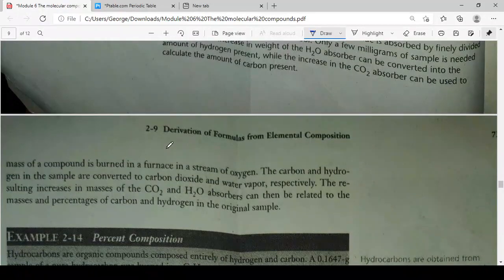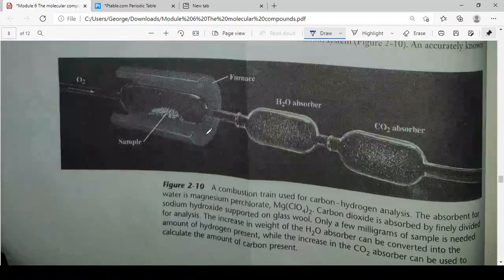So next, a mass of a compound is burned. Why? It is already here.